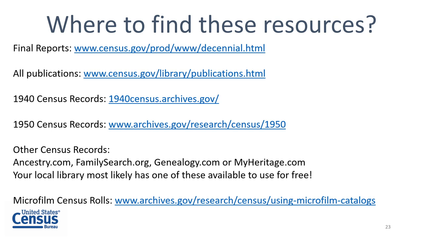To access final decennial reports, visit www.census.gov/prod/www/decennial.html. All other reports and publications, like ACS and Pacific Islander reports, can be found at www.census.gov/library/publications.html. Individual schedules for the 1940 decennial census are available at the National Archives website, 1940census.archives.gov. However, you can only search by location and not by name.